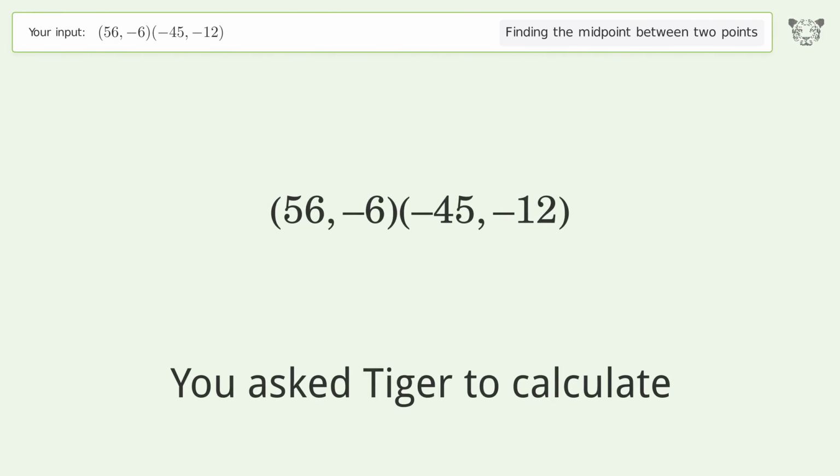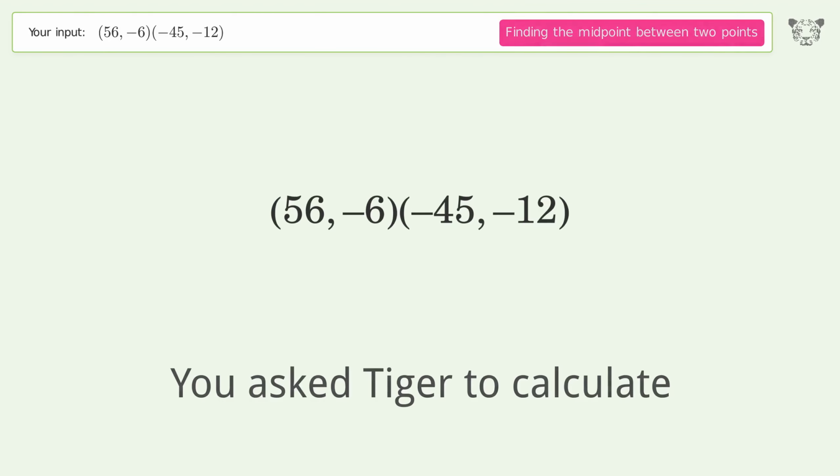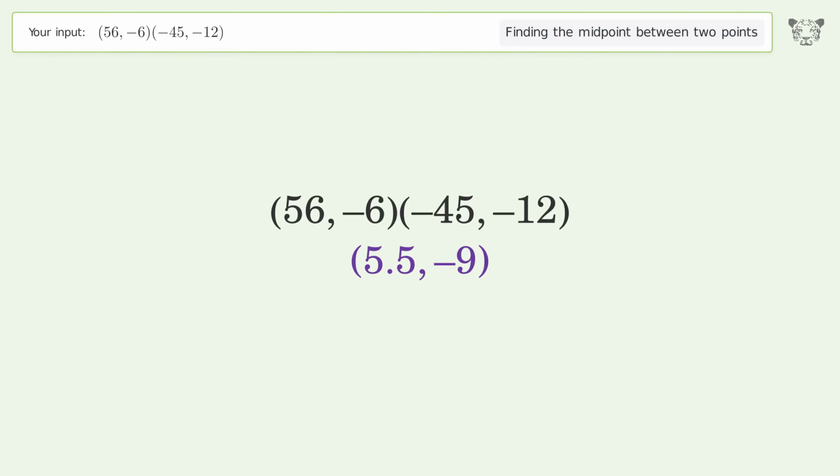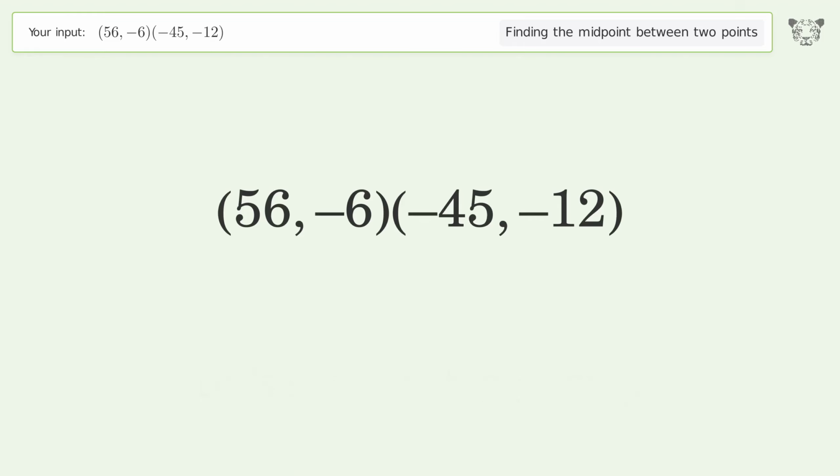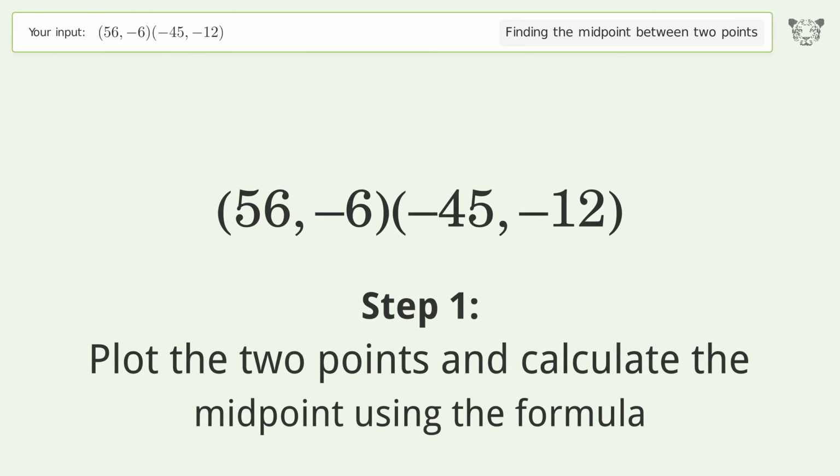You ask Tiger to calculate. This deals with finding the midpoint between 2 points. The midpoint between the 2 points is 5.5, -9. Let's solve it step by step. Plot the 2 points and calculate the midpoint using the formula.